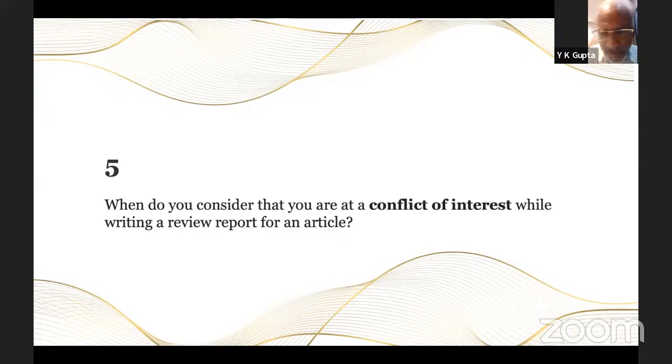And this must be declared in the beginning. Conflict of interest does not mean that I will not be able to review it. But if the conflict of interest is declared accurately, correctly, it will depend on the editor how to filter and how to take cognizance of the comments which you have made, so that there is no component of bias in the decision-making process. So conflict of interest does not mean that I cannot take part. If you declare accurately, it is up to the editor whether you should be excused and how to take this.